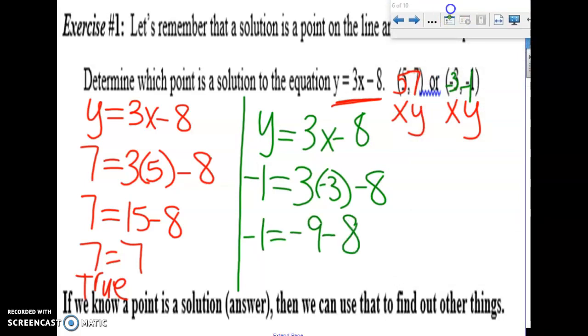-9 minus 8. At first glance, you might want to put -1 equals -1, but that is not the case. We have -9 minus 8, which is -17, which is not equal to -1, so this is false. And therefore, you would not be able to use that point to do anything with that line. It's not a solution, not an answer, it's no good. It's only points that are on the line that work for us, okay?